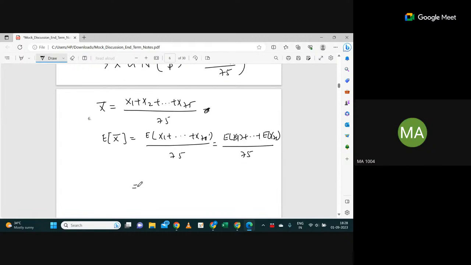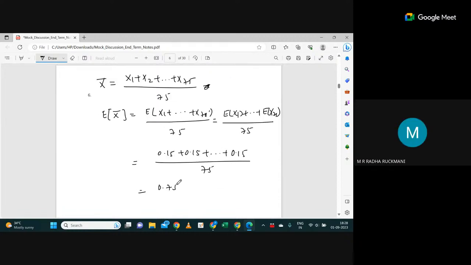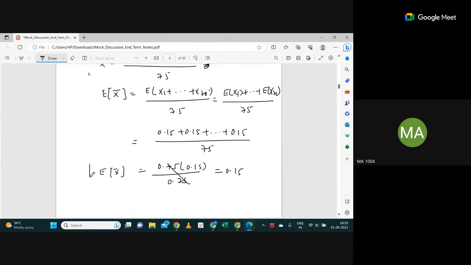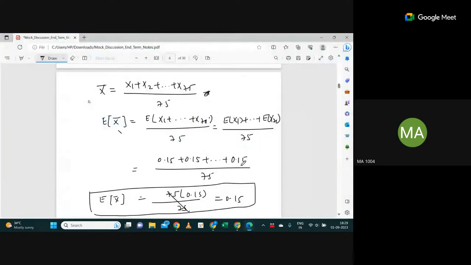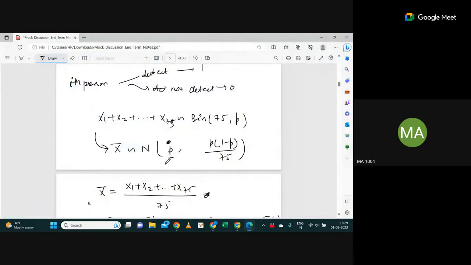It's 75 p by 75. Here we have the expected value of x1, right? From the population, p is given to us, 0.15, yes or no? Yes, sir. So it will be 75 into 0.15 divided by 75, and we get 0.15. That's what I have written, right? There's a typo here, it should be 75, not 0.75. The same thing I have written here. It's p, it will be 0.15, right?